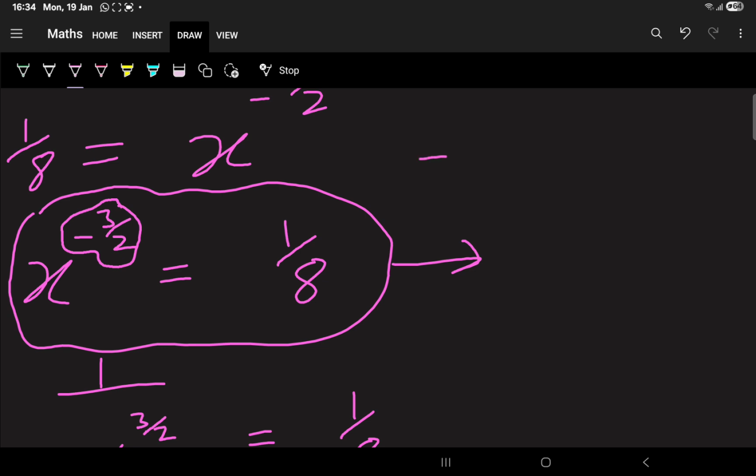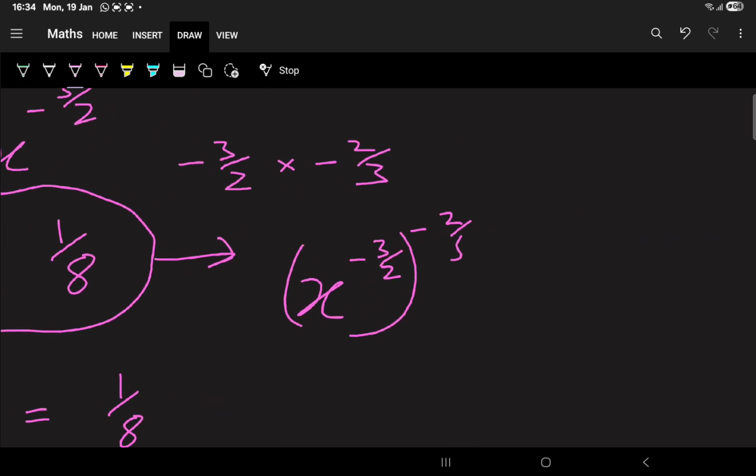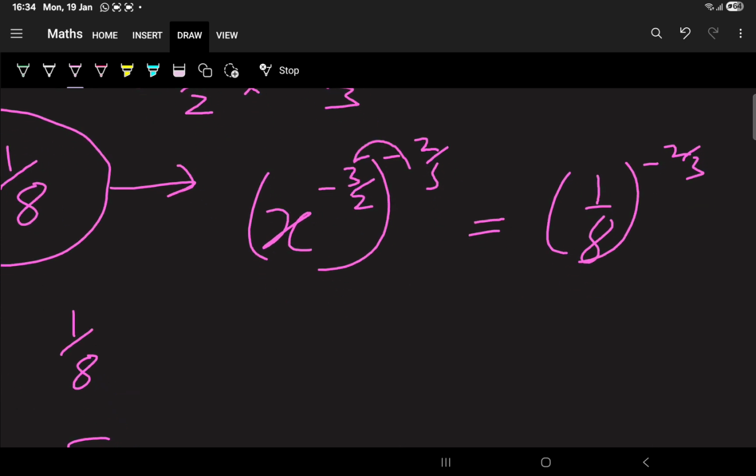So what I need to multiply negative 3 over 2 by is negative 2 over 3, and that's why I choose negative 2 over 3. Now doing that is going to be x to the power of negative 3 over 2, all raised to the index of negative 2 over 3, and that is equal to 1 over 8 raised to the index of negative 2 over 3. Now this is going to multiply and leave an index of 1, so x to the index of 1 is equal to 1 over 8 to the index of negative 2 over 3.